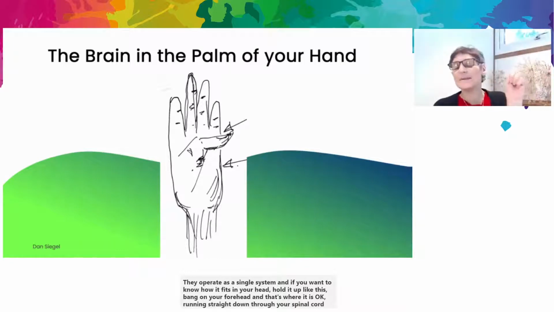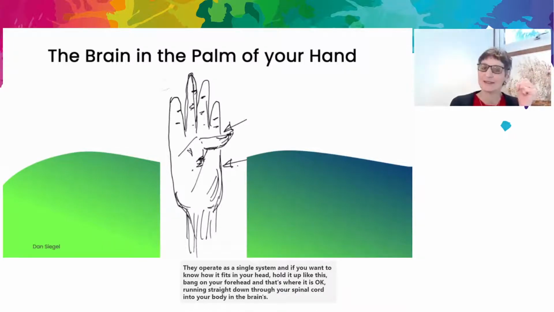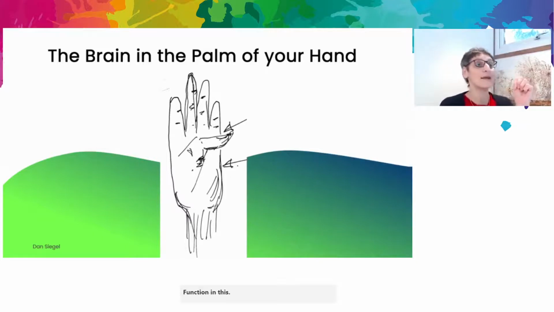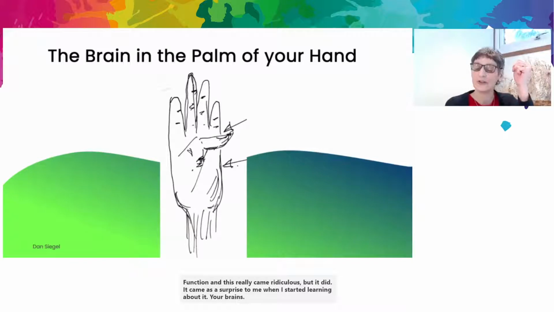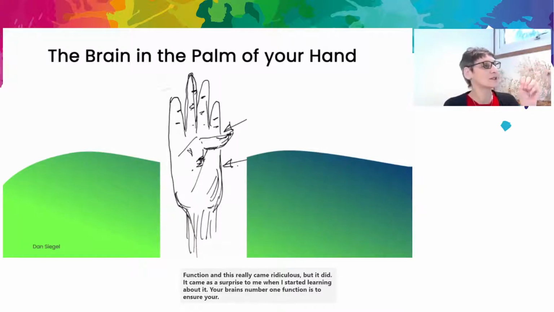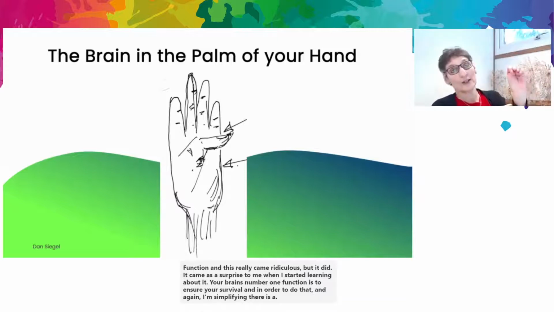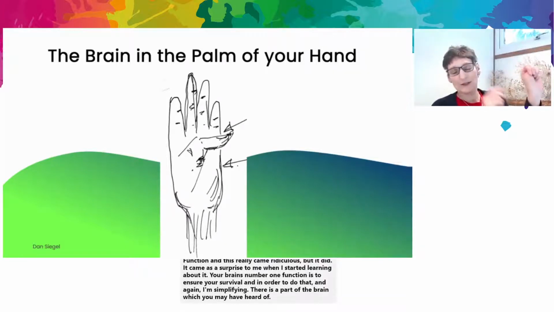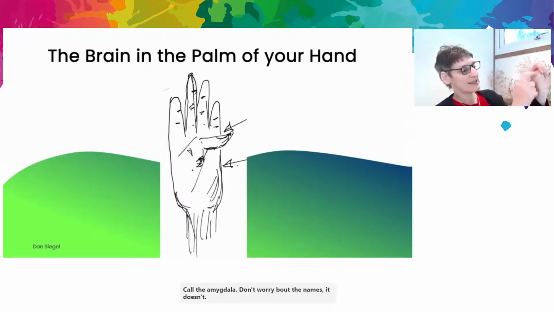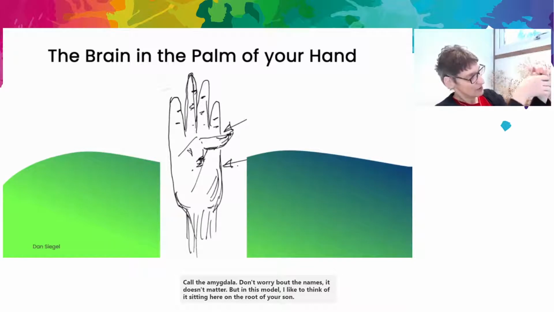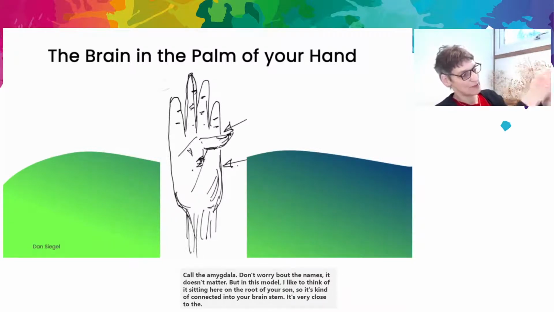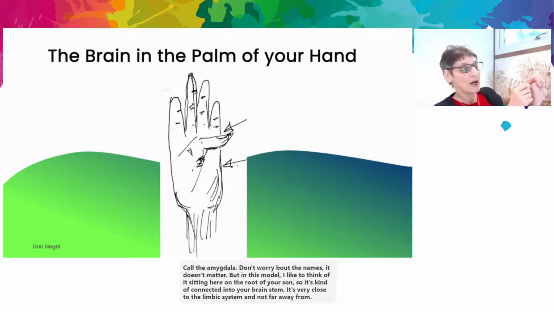Now, the brain's #1 function, and this really came as a surprise to me when I started learning about it. Your brain's #1 function is to ensure your survival. And in order to do that, and again, I'm simplifying, there is a part of the brain which you may have heard of called the amygdala. Don't worry about the names, it doesn't matter. But in this model, I like to think of it sitting here on the root of your thumb. So it's kind of connected into your brain stem. It's very close to the limbic system and not far away from the prefrontal cortex either.